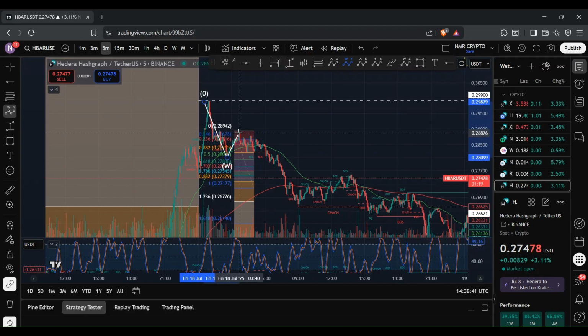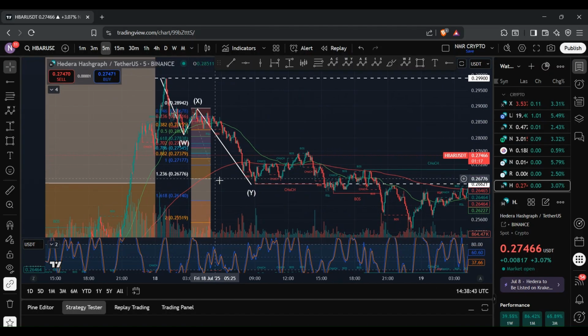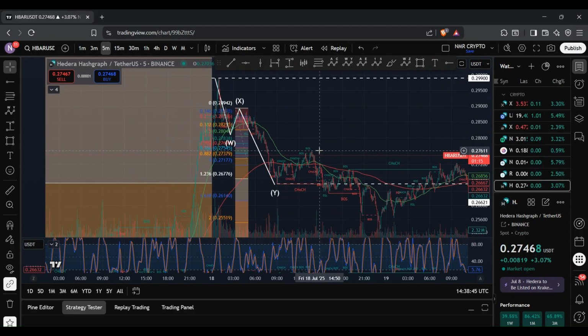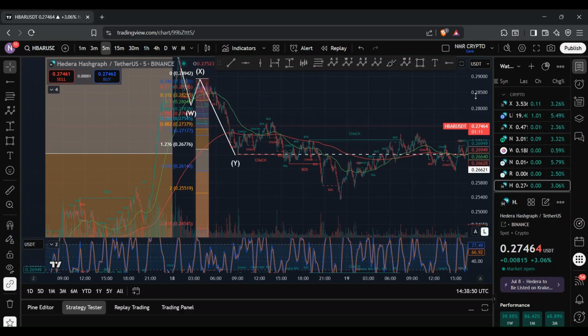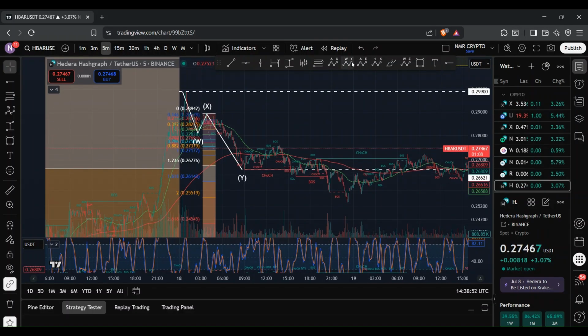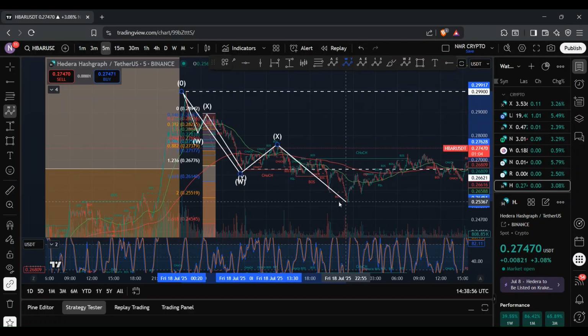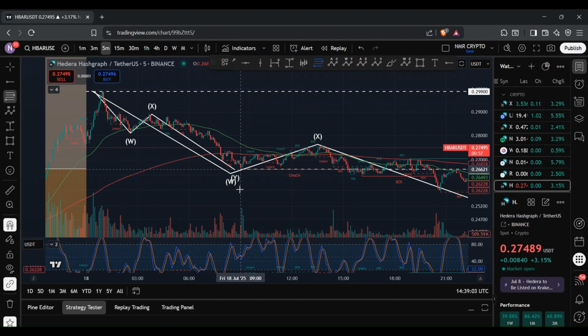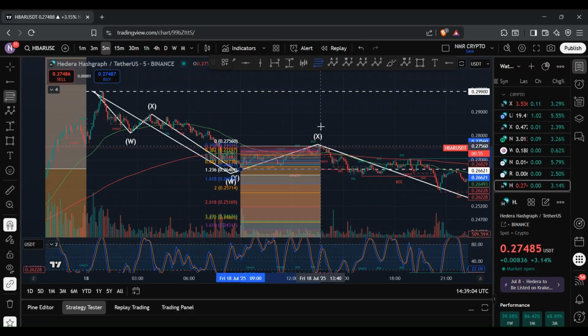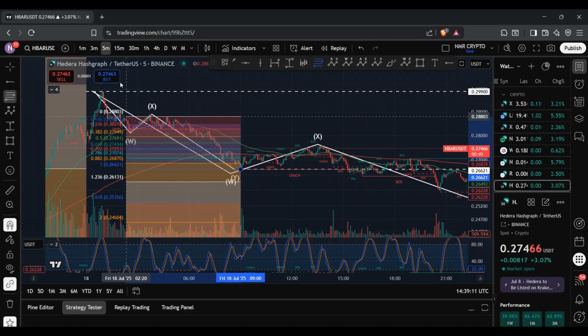So essentially we had a WXY structure, and then we had this WXY structure to the upside, followed by a final push to the downside. And so we had a bigger WXY structure form, where this formed the W wave, this formed the X wave, and this formed the Y wave. Again, if I check to see if this Y wave met the typical requirements, we ended up reaching 27.616 cents to complete the X wave.